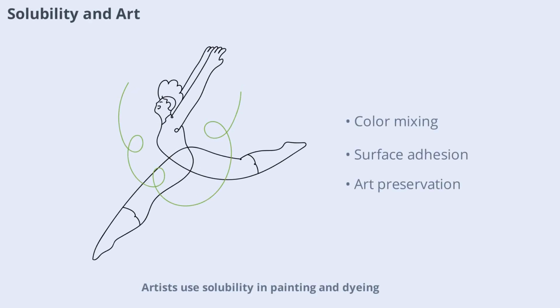Artists use solubility in painting and dyeing. Paints and inks are solutions or suspensions, and their solubility affects how colors mix and adhere to surfaces. Understanding solubility helps artists achieve desired effects and preserve their work.